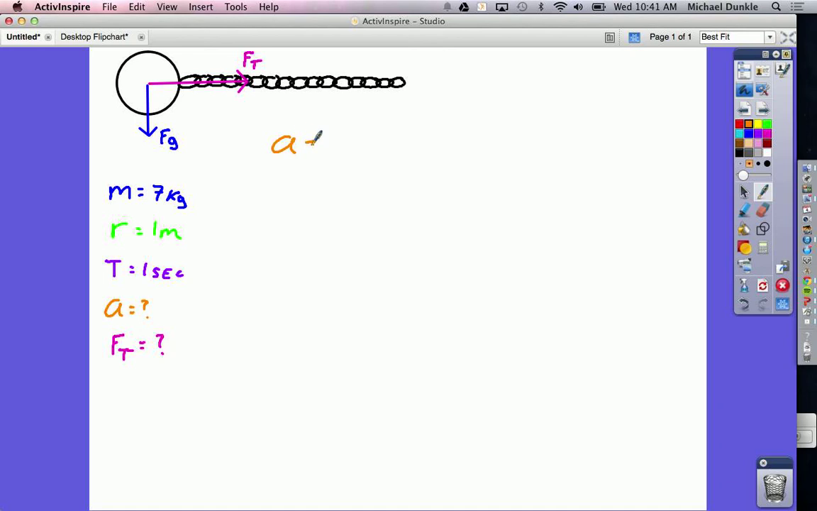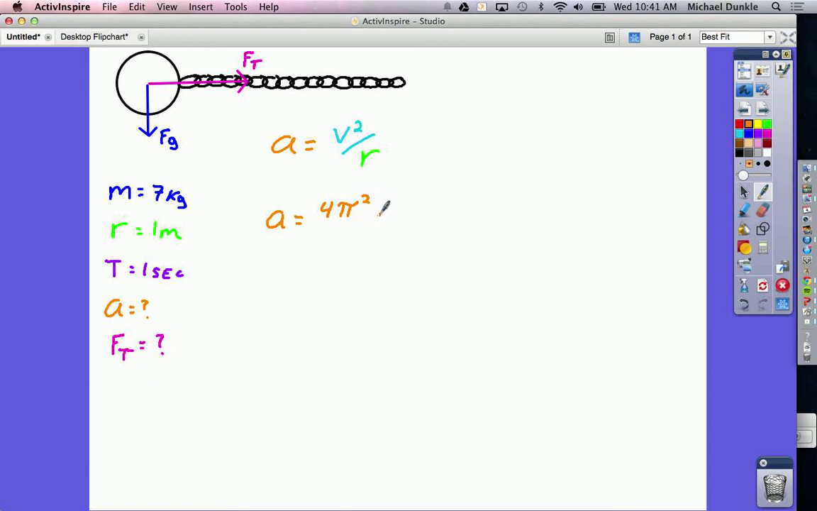We've learned in class that the equation for acceleration, when something is going around in a circle, is given by the velocity squared divided by the radius. We don't have velocity, but we do know the equation for velocity. That was 2 pi r over time. So I can plug in the equation, 2 pi r over time, in for velocity here. And I have to square that. So the 2 becomes a 4. Pi gets squared.